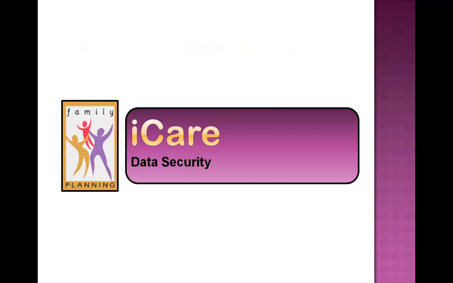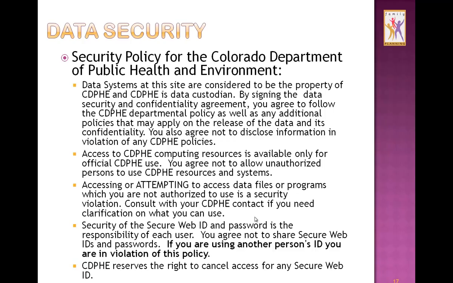Now, annually, the family planning program will require each user to agree to the terms of our data security and confidentiality agreement. That happens every October, and access is based on you agreeing to all of our security and/or confidentiality requirements. We're going to dig into those in a little more depth here. The security policy for the CDPHE comes into play in regard to family planning data. Data systems at this site are considered to be the property of the CDPHE, and the CDPHE is a data custodian. That means that when you submit data to the CDPHE, it is considered CDPHE property.